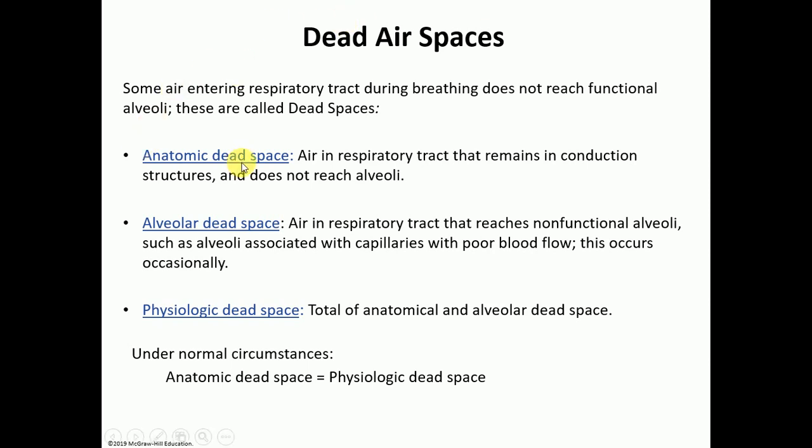So there's an anatomic dead space. Okay, that is the air in the respiratory tract that remains in conduction structures. It does not reach the alveoli. For example, as I mentioned, the trachea, the primary bronchi, secondary bronchi, and so on. But we also have what is known as alveolar dead space. So remember, exchange of gas is supposed to happen in the alveoli. So alveoli should not be dead space, okay?